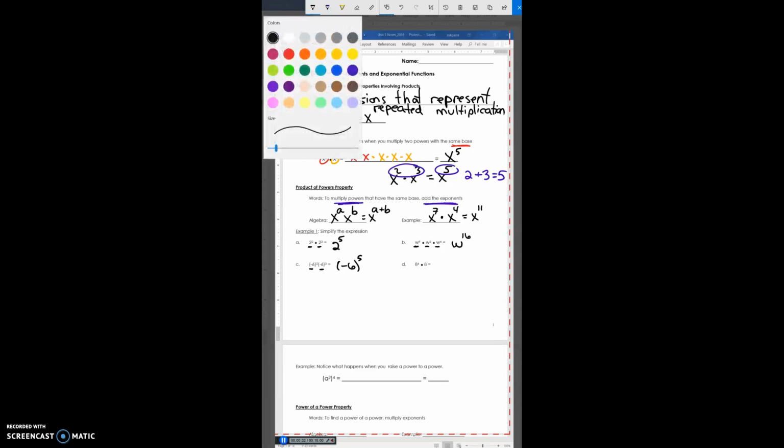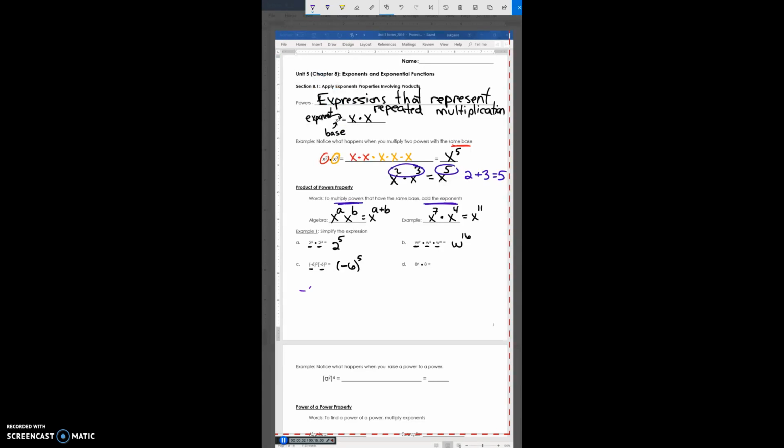Just as a quick side note, remember that these two things are different, so these are not the same. This top one is like -1 times 6 times 6, and so on. The bottom one says I should do -6 times -6, like that. So if you want the negative to be part of your base, it needs to be inside the parentheses with the exponent. So be careful with that.